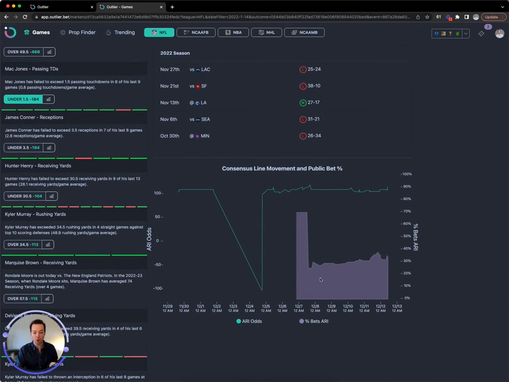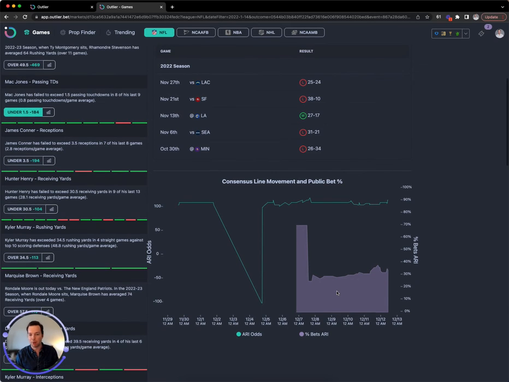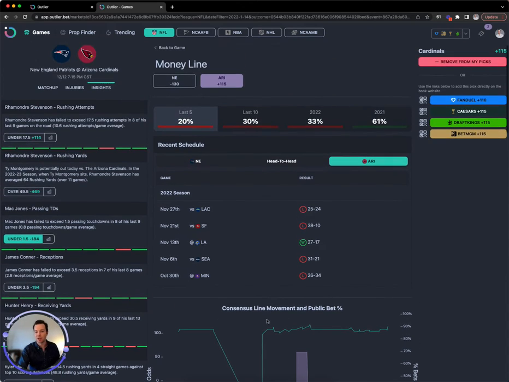The purple area in this graph represents the public bet percentage. So what percentage of the public bet slips are actually on the Arizona Cardinals money line? You can see that it's actually remained pretty steady after this first bump. This, again, is a very interesting thing for sharper bettors to look at because it allows you to get a sense of where the market's going. It allows you to do deeper research, like what happened on December 5th, et cetera.